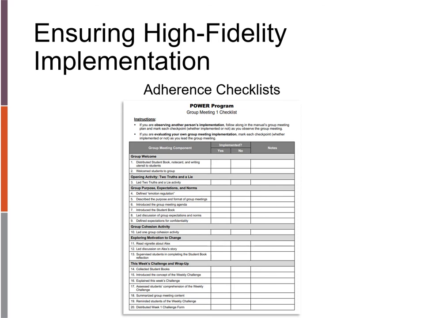The POWER program adherence checklists are available in the Data-Based Decision-Making Guide. There is an adherence checklist specific to each core group meeting, as well as the booster group and individual meetings.